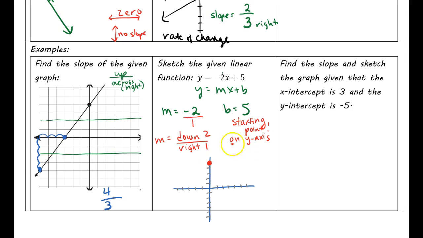Now, when you follow the rules of slope, I already wrote out down 2 and right 1. So that's exactly how I'm going to move. I'm going to start here at this point and go down 2, and then to the right by 1, and that's where I put my next point. I'll do that again. Down 2 and right 1. If you keep doing it over and over, it should form a really nice straight line, assuming that your scale is good.